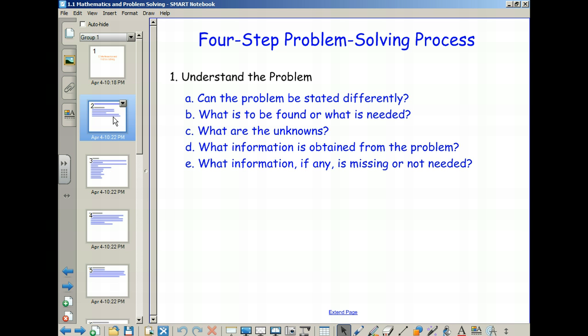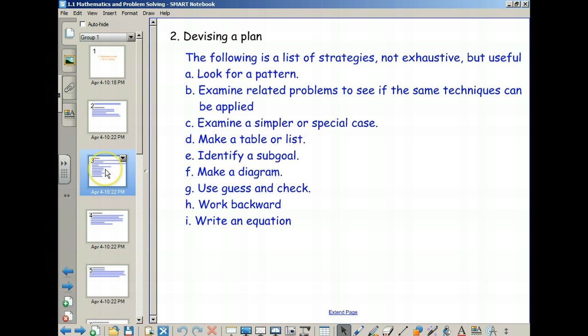Devising a plan, this is where we're going to spend the majority of our time when we get to the examples, is what problem-solving strategies might we use. And there are a lot of problem-solving strategies. I'm not going to give you an example of every one of them, but we're going to examine several of them. Like this says, it's not exhaustive, but it is useful. And so we're going to talk about a few of these.